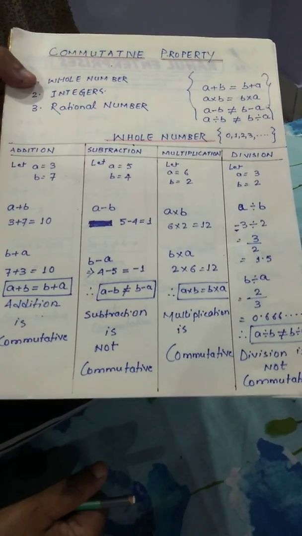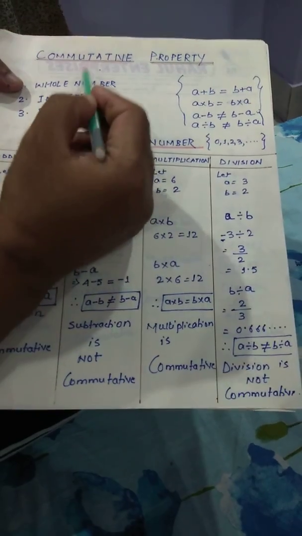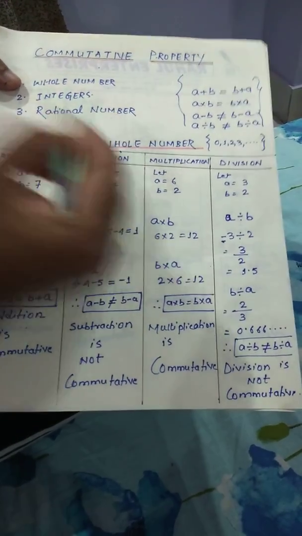Hello students, today's topic is commutative property. So we'll study today commutative property on whole numbers, integers and rational numbers.